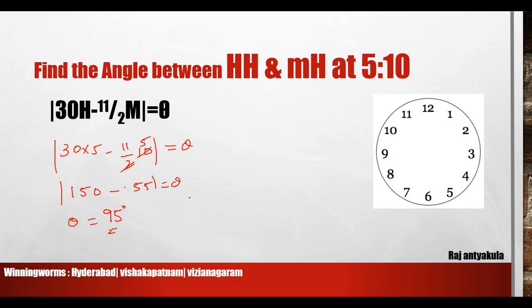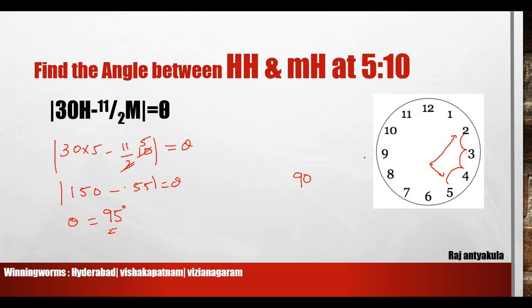In the visualization method, how do you do it? At 5:10, the hour hand should be at 5 and the minute hand will be at 2. Actually, what should be the angle between the hour hand and minute hand? 2 to 3, 30 degrees. 3 to 4, another 30. 4 to 5, 30. So the total angle should be 90.